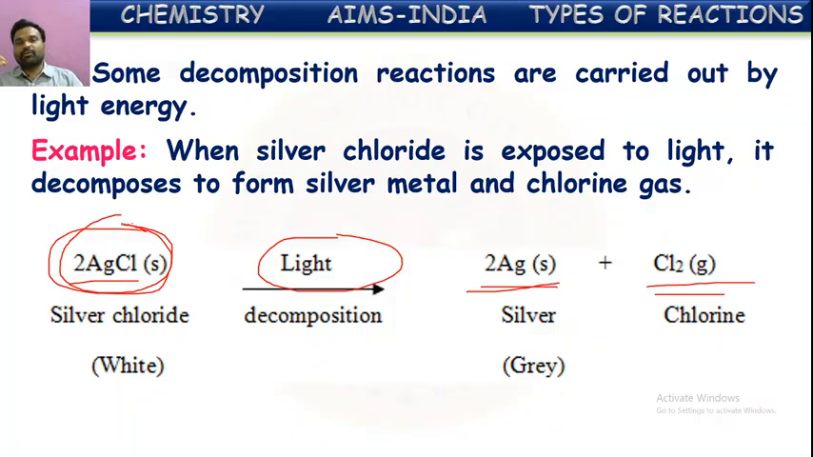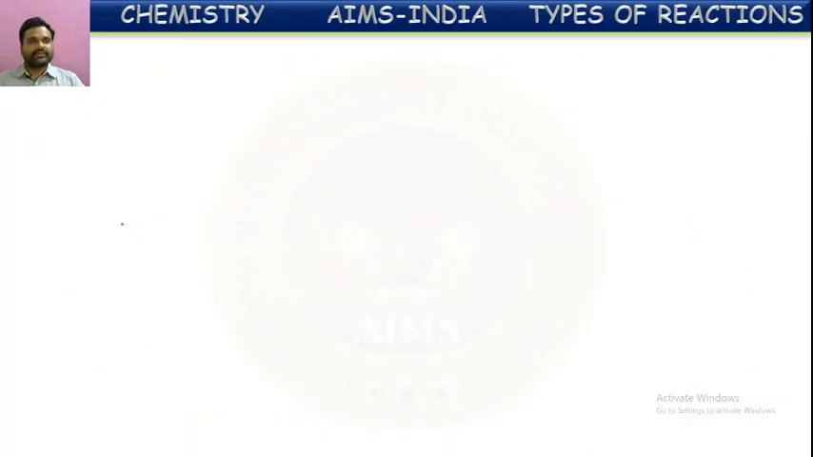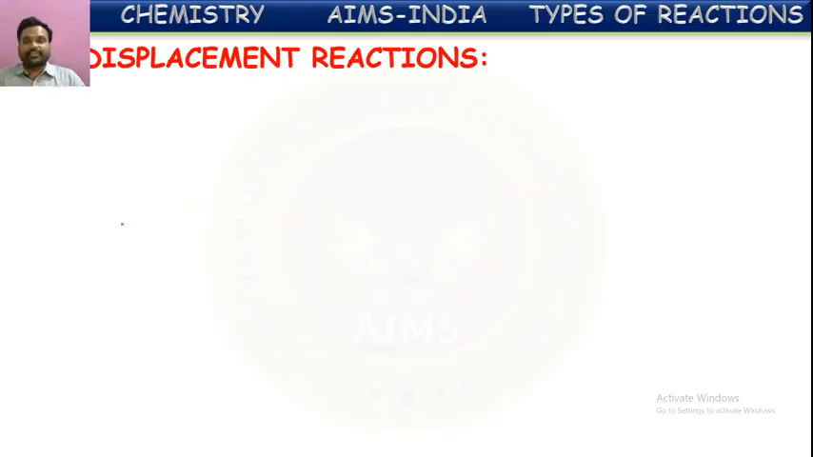So chlorine gas will evaporate off, and no more silver chloride will be available in that container. So to protect it from the sunlight, silver chloride is always stored in dark bottles or brown colored bottles. So this is one of the types of decomposition reactions. Next, let us see the third type, that is displacement reactions.